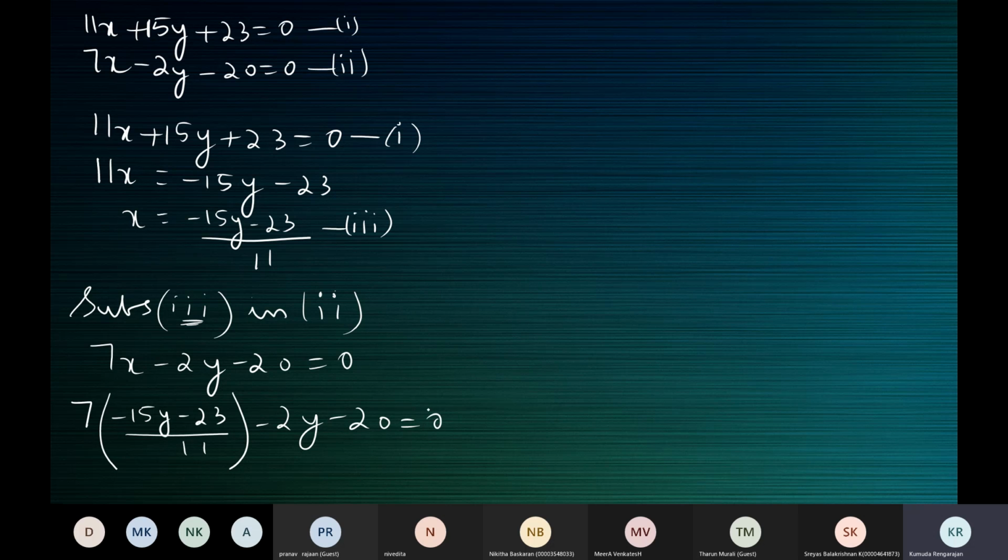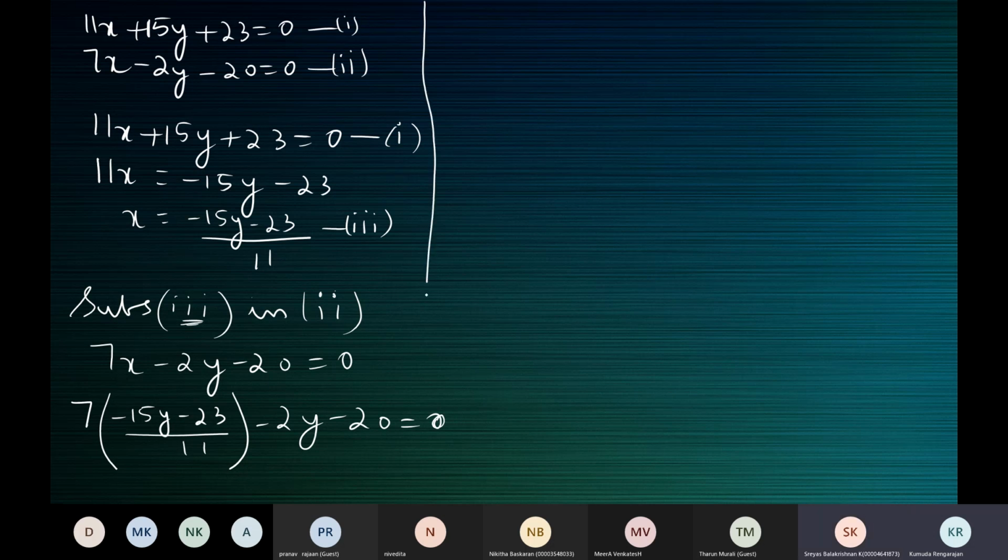Have a look at it. 7x. Instead of x, you must write minus 15y minus 23 by 11. Then the remaining terms as it is, minus 2y minus 20 is equal to 0. All of you tell me that you understood till here, only then we can proceed. Yes, ma'am. Okay. All right, now tell me what next?